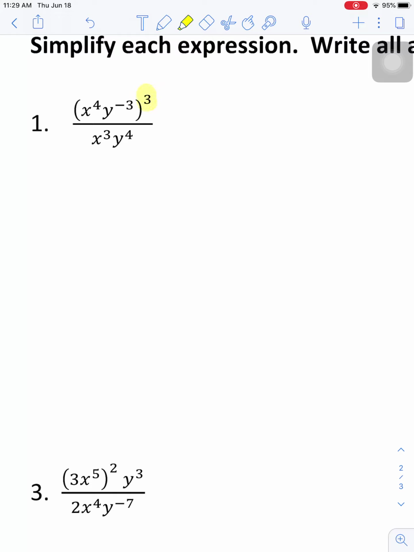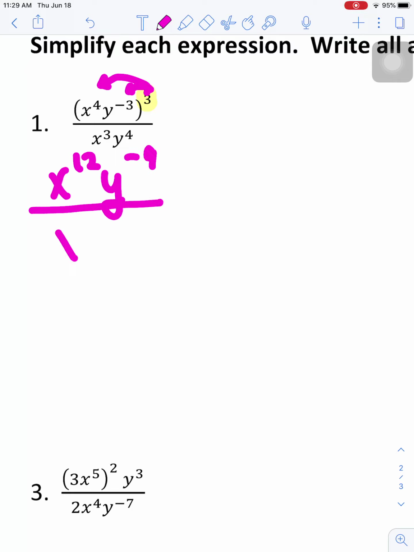So the first thing we want to do is get rid of that exponent of 3 that is outside the upper set of parentheses. In order to do that, you're going to be using your power rule. So each of those exponents inside the parentheses, you're going to multiply by 3. So your new numerator becomes x to the 12th and y to the negative 9th over x cubed and y to the fourth.